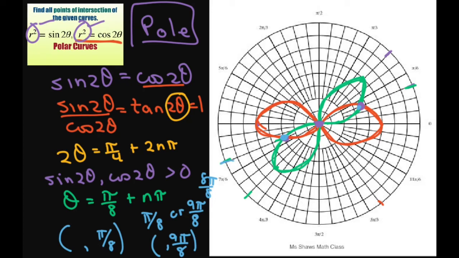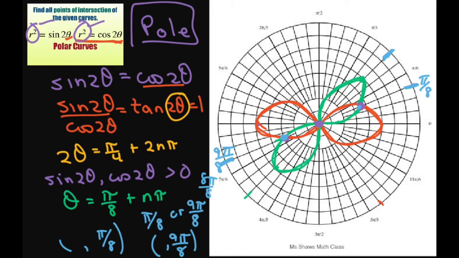These are right here. So this is your pi divided by 4, and this will be your pi divided by 8. And this piece right here will be your 9 pi divided by 8. It's just half of your pi divided by 4, which is 22.5 degrees.